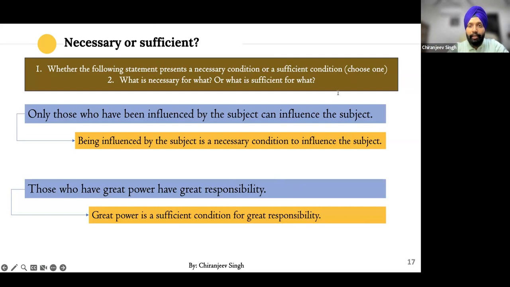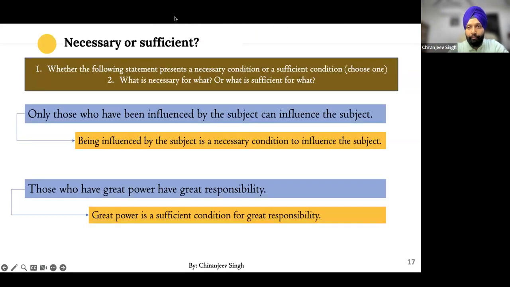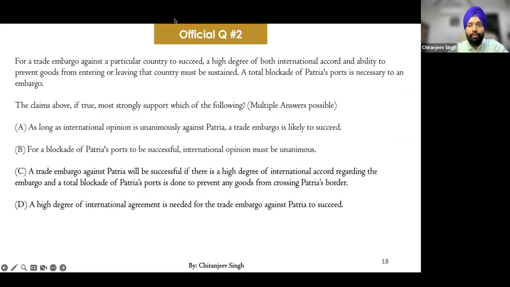Any doubts on this slide? Okay, let's move on. So this is our second official question. One official question we discussed last time. This has 4 options, and some of the options are picked from the official question.